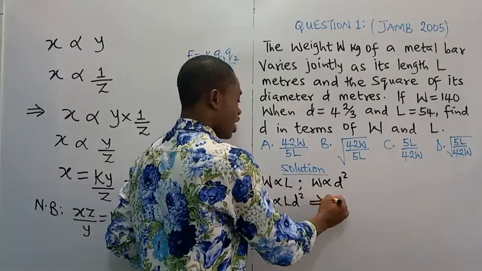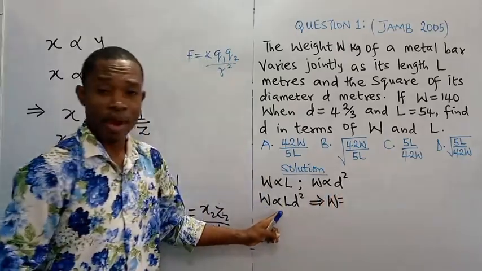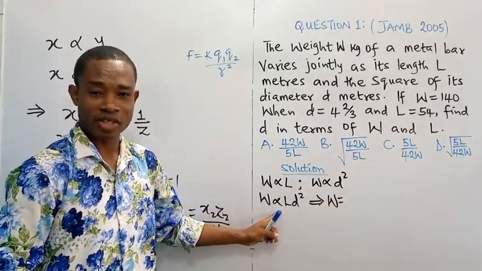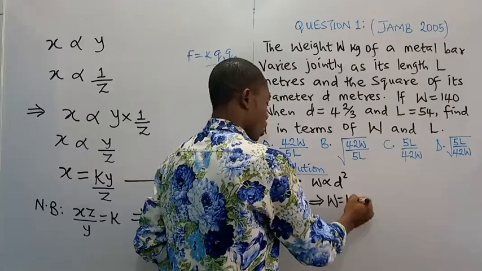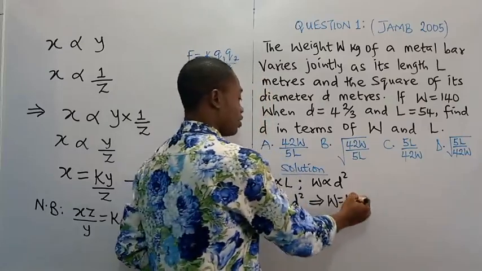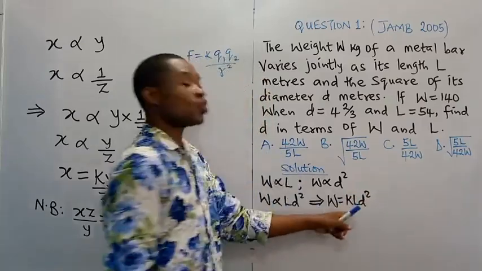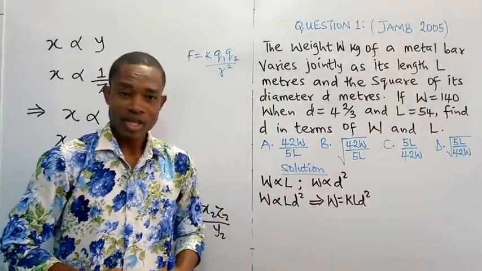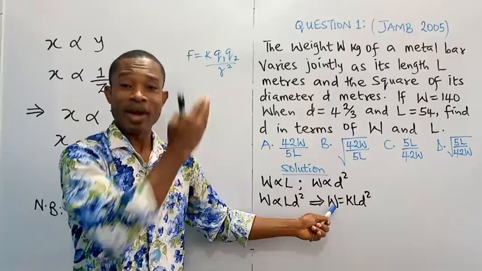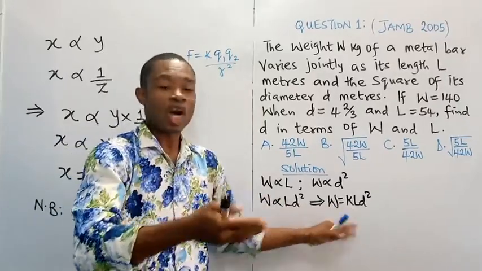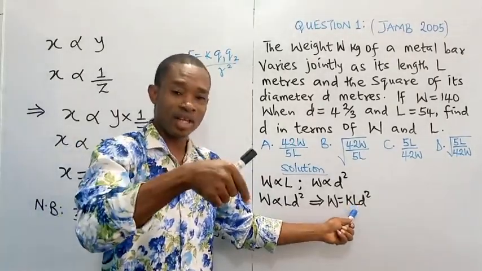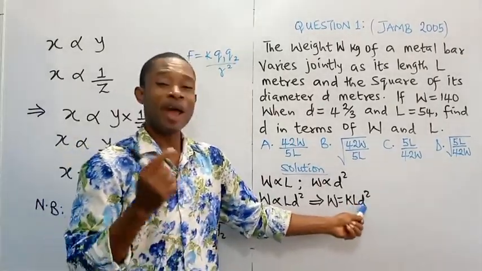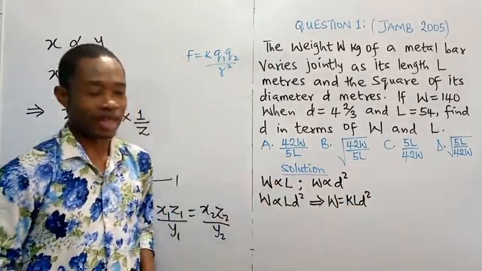The implication will now be that W is equal to, remember you're going to remove the sign of proportionality and introduce equal to and a constant. Let me use K once again as a constant, use it to multiply L D squared. So this is what we are going to work with. The weight W of the metal bar is equal to a constant of proportionality, whose value we don't know, multiplied by the length of the metal bar, multiplied by the square of the diameter of the metal bar.